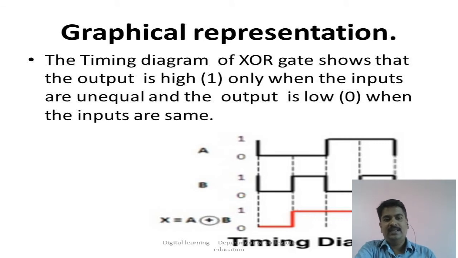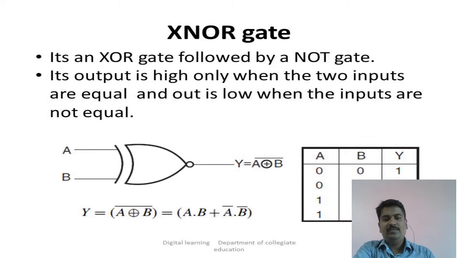That's why this XOR gate can be used for inequality detection. So this is all about the one special gate, the XOR gate. We move on to the next special gate, which is the XNOR gate. This is an XNOR gate. An XNOR gate can be defined as an XOR gate followed by a NOT gate. It means a NOT gate is connected to the output of the XOR gate. That gives you the XNOR gate.